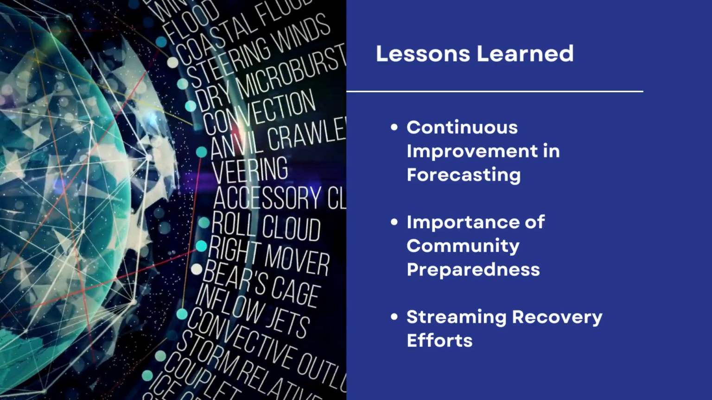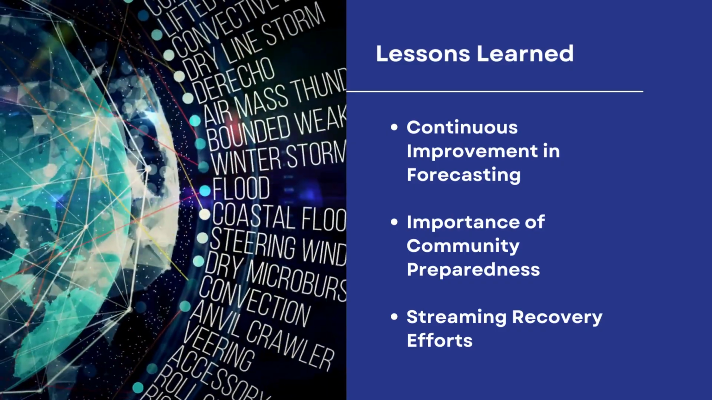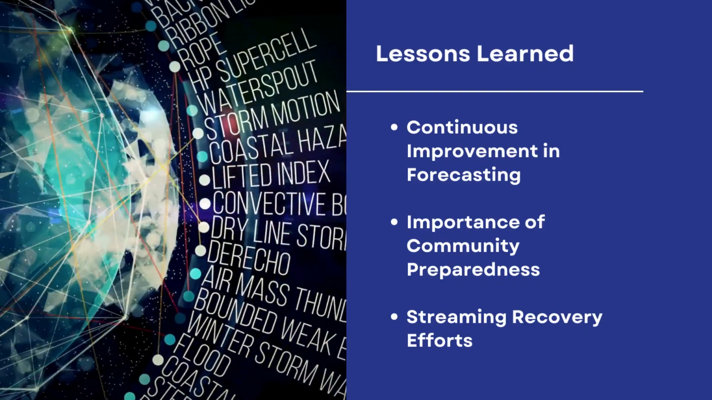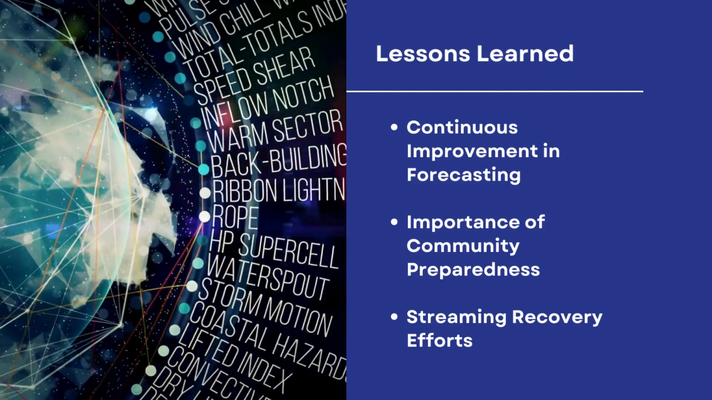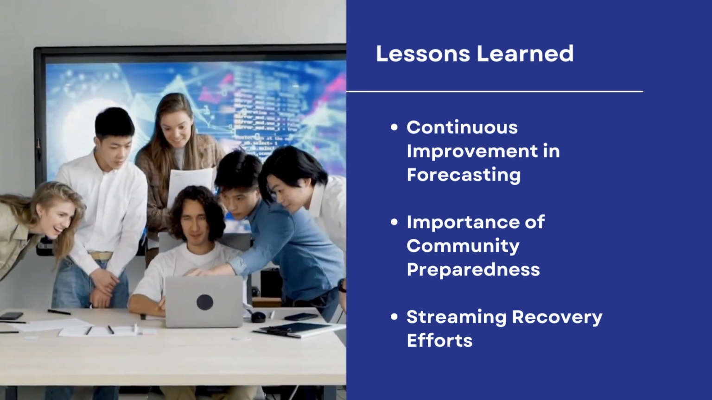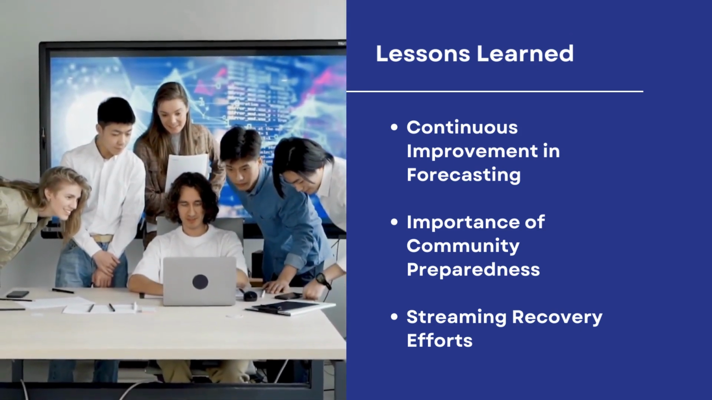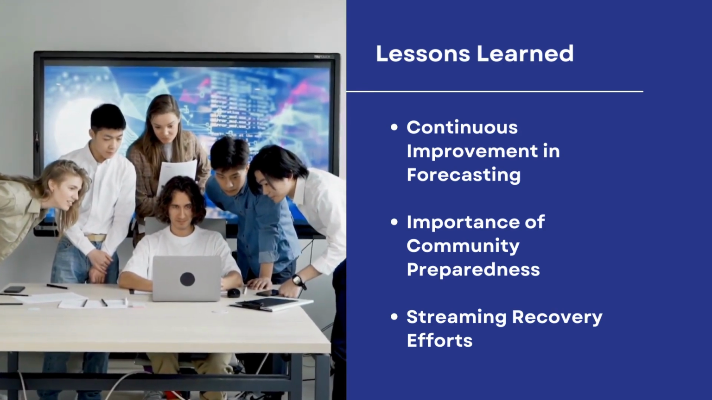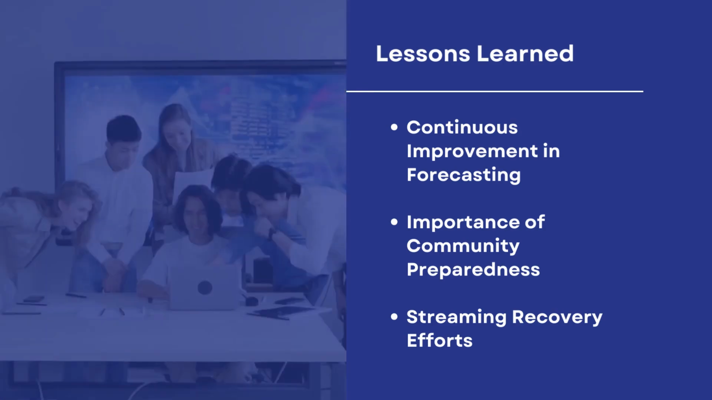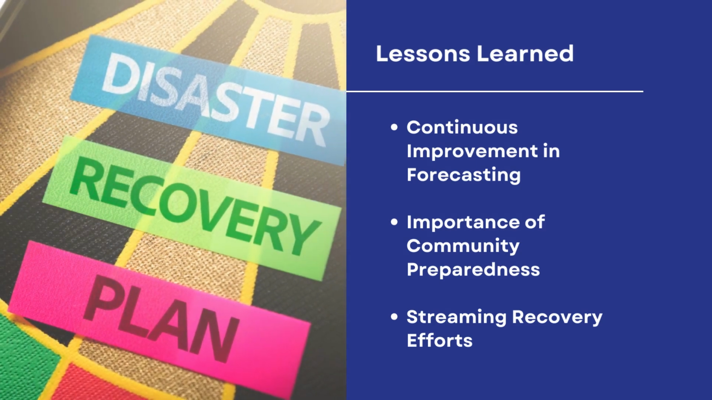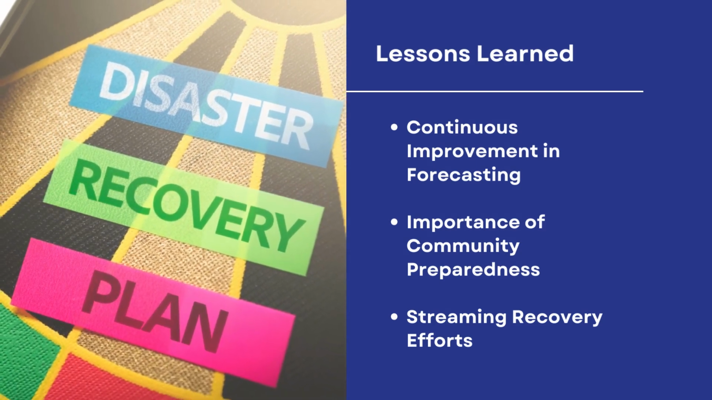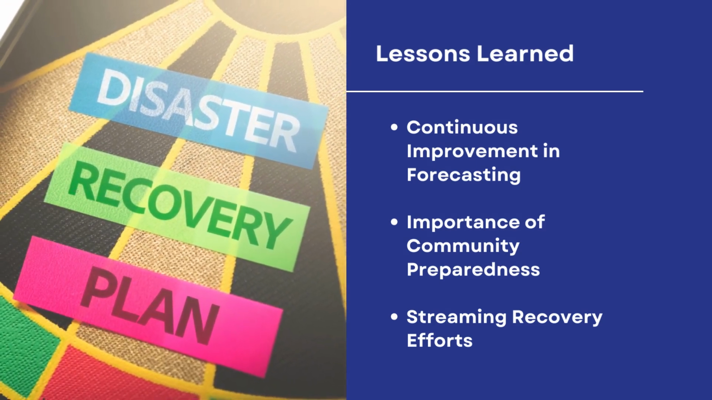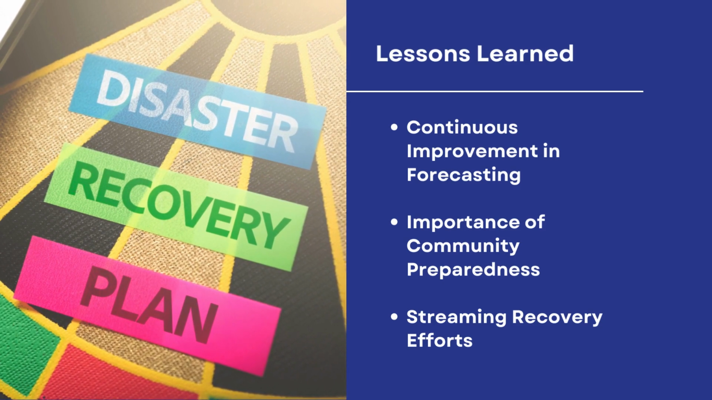The accuracy of weather forecasts allows for better preparation, highlighting the importance of ongoing advancements in weather monitoring. Importance of community preparedness. Encouraging hail-resistant buildings, practicing and educating residents about mitigation strategies can significantly reduce damage. Streamlining recovery efforts. Developing clear protocols for damage assessment and insurance claims can expedite the recovery process after a hailstorm.